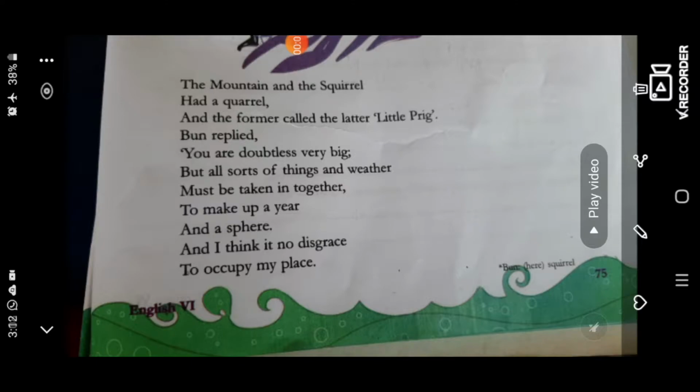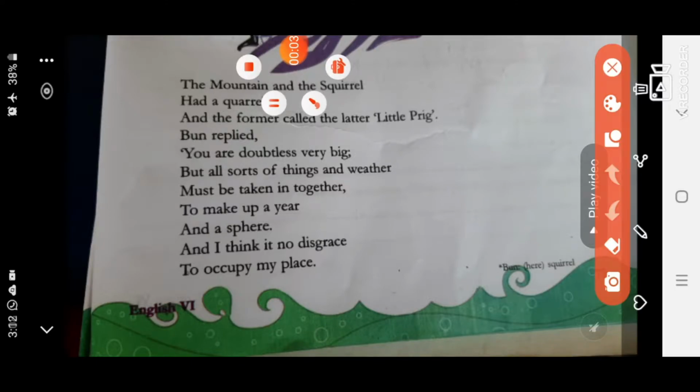Here, there are some new words. Let's underline them. Look at the first line. The mountain and the squirrel had a quarrel. Former called the latter little prig. What do you mean by former and latter? And the next one, that is disgrace. Disgrace. Okay. Then one more, sphere.